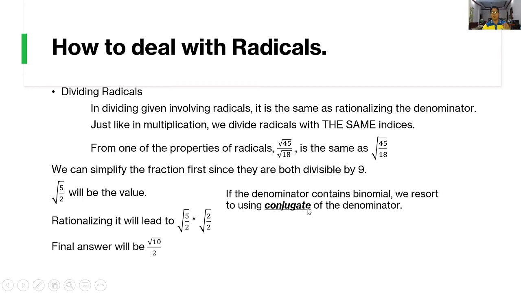Now, if the denominator contains binomial, we resort to using conjugate of the denominator. Ayan na naman si conjugate. And again, I'm going to pin sa description po yung link natin sa topic discussing about conjugate of the denominator. Para pwede nyo pong i-review kung nalilito or nahihirapan kayo. Makikita nyo lang po yan sa description below.